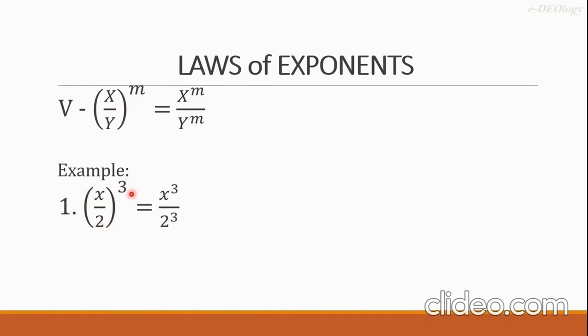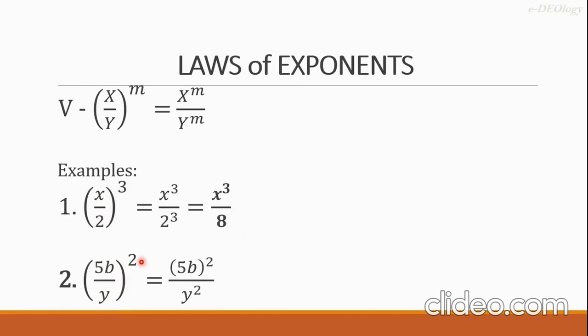So the power 3 is distributed to the x and to the 2, as we see here, x cubed over 2 cubed. So we can have more simplification: the 2 cubed becomes 8. So the final answer is x cubed over 8.